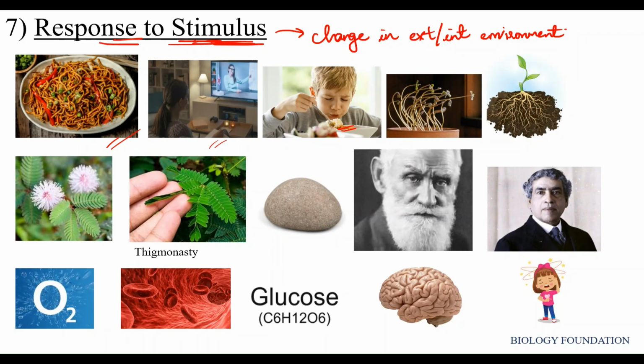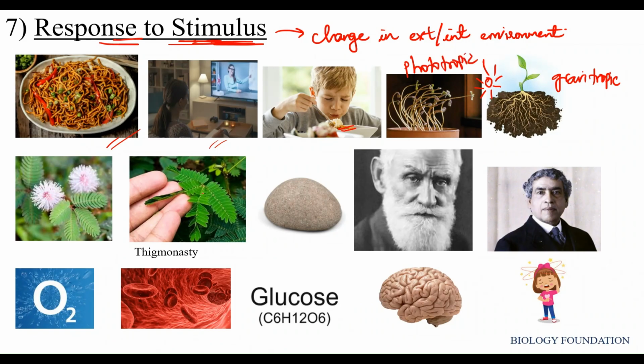So living organisms respond to changes in the external and internal environment. For example, if you remember in yesterday's class, I told you that roots show movement towards the soil or towards Mother Earth. That is, they show gravitropic movement or gravitropism. And we know stems always grow towards sunlight, and this is said to be phototropic.